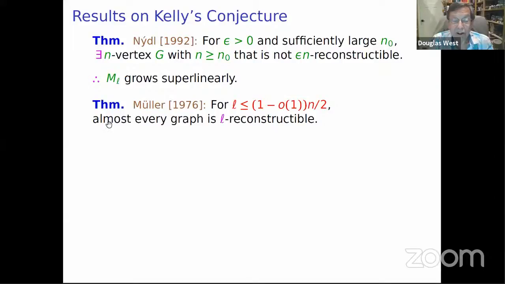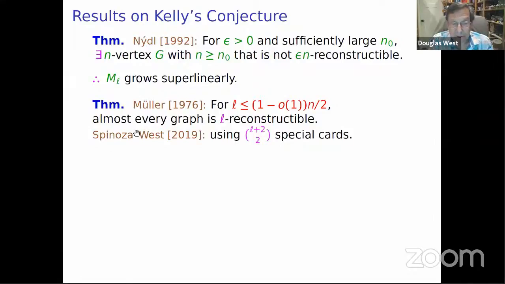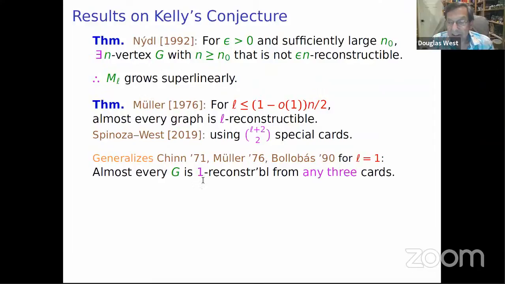If n is large enough, then almost every graph will be L reconstructible, meaning the fraction of graphs as n goes off to infinity that are L reconstructible will go to 1. With my student Spinoza, we were able to show that this reconstruction only needs to use (L+2 choose 2) of the (n choose L) cards. That generalizes the old result, well known when L equals 1, that almost every graph is reconstructible from, in fact, any 3 cards.